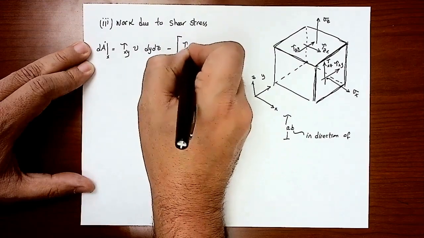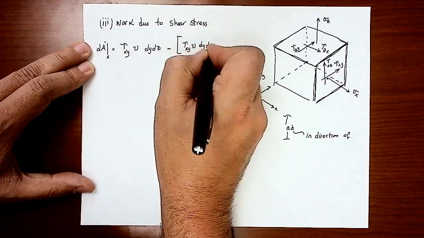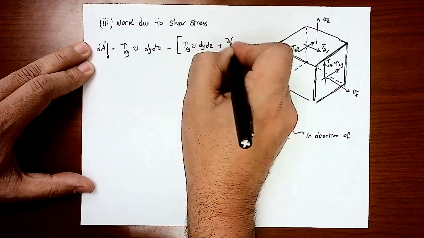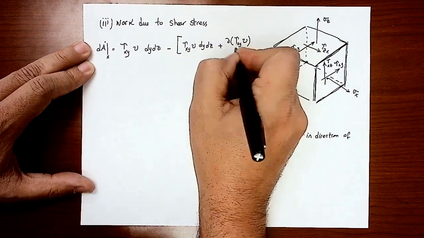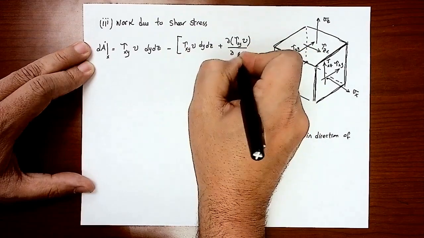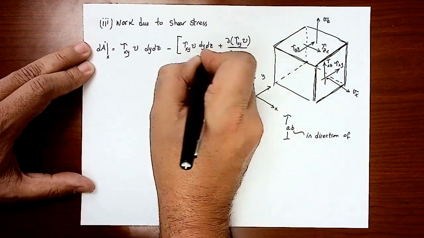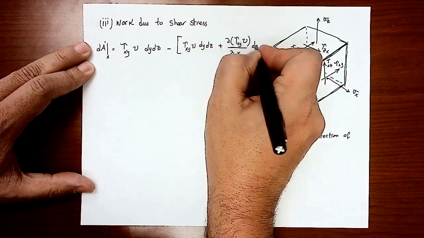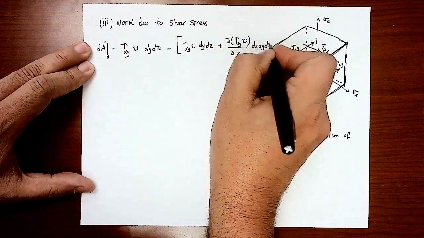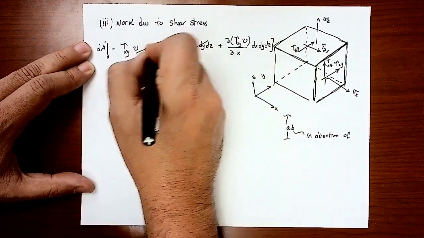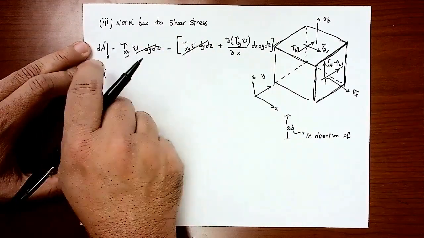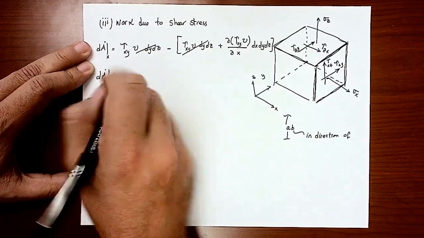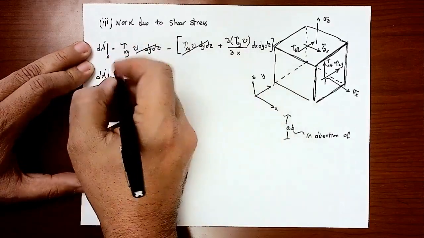Tau xy times v times dy dz plus whatever the variation, partial of tau xy v by partial x. Then I would have dy dz out, and there's dx in addition to that. So if you simplify that, you end up having dA dot in the x direction. That's only for one component, right? I should add the other one now.